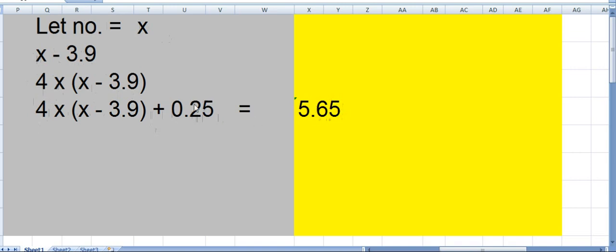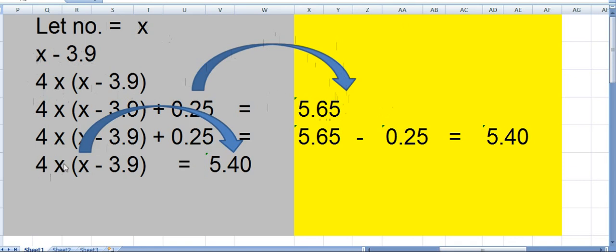So now I have to find out x. While finding x, always try to take plus or minus signs and the figures related to them to the other side first. The x minus 3.9 we can't take out yet because there is a multiplication on the bracket. So first take 0.25 to the other side. Once it is plus, when it goes to the other side of the equals sign, it becomes minus. Now what remains is 4 multiplied by (x minus 3.9) equals 5.4 once you subtract this.